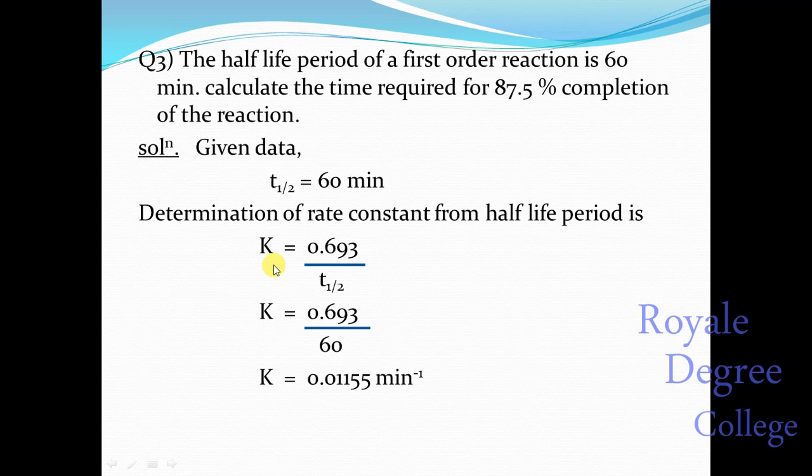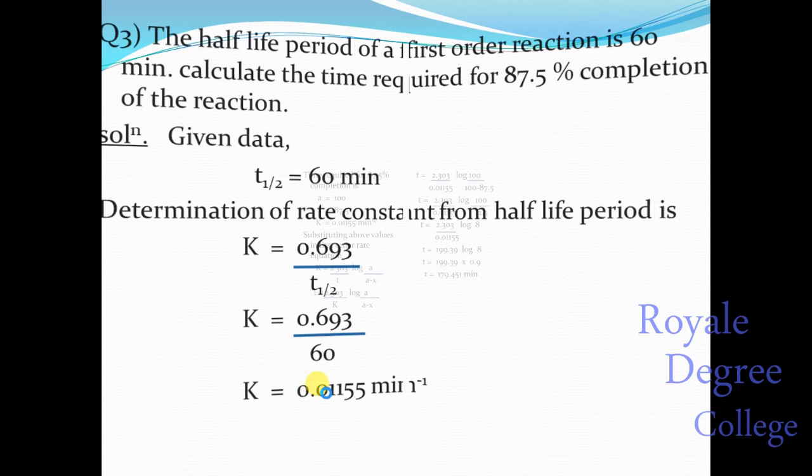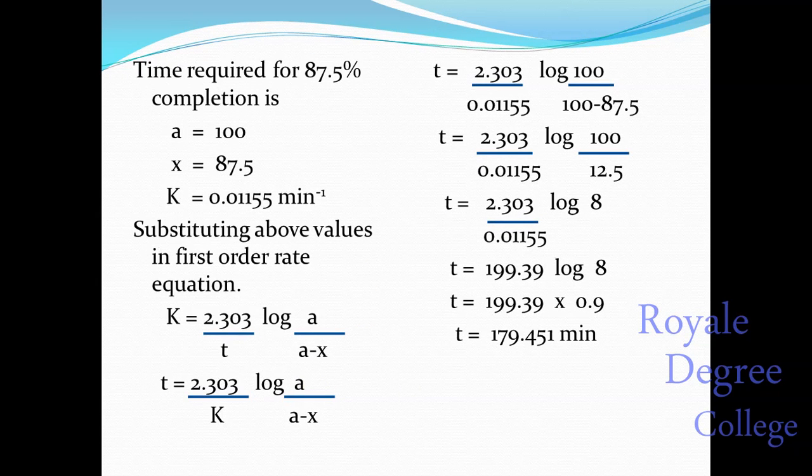Determination of rate constant from the half-life period, we are using this formula: K is equal to 0.693 by T half. Now in place of T half, we write its value as 60. If we divide this, we get 0.01155 per minute. It is the value of K. Now for the time required for 87.5% completion, the A value here is 100, the X value is 87.5, and the K value, which we just got, is 0.01155 per minute.